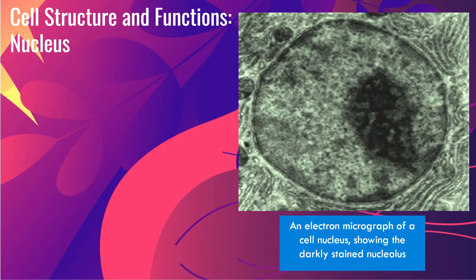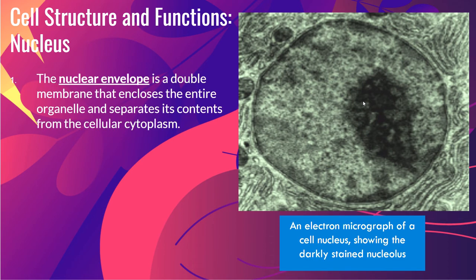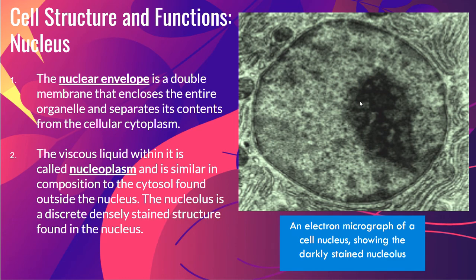This one is an electron micrograph of a cell nucleus. So this is the cell nucleus, showing you the darkly stained nucleolus. So it has its own nuclear envelope. It's a double membrane that encloses the entire organelle, separating it from the rest of the cytoplasm. It has its own nuclear envelope, and it has a nucleoplasm within, similar to the composition of the cytosol that we've discussed a while ago. So the nucleolus is a discrete, densely stained structure found in the nucleus.